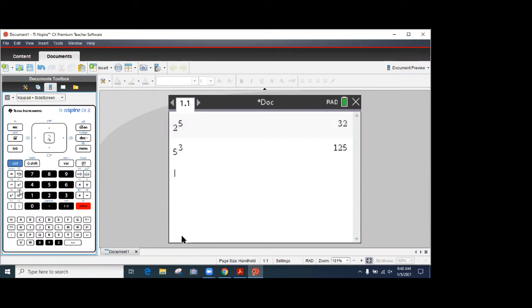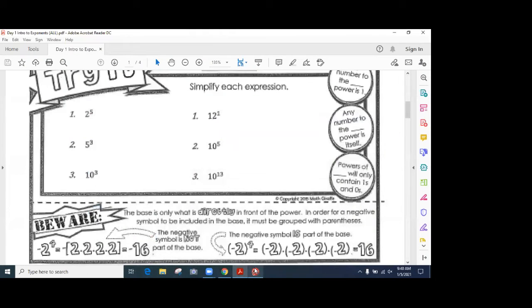Okay. 10 to the 3rd. So 10, exponent 3, hit enter, 1,000. I think one of these, if you're working ahead, gets really, really big. Like number 3, I think, gets really big. I don't know about number 2.